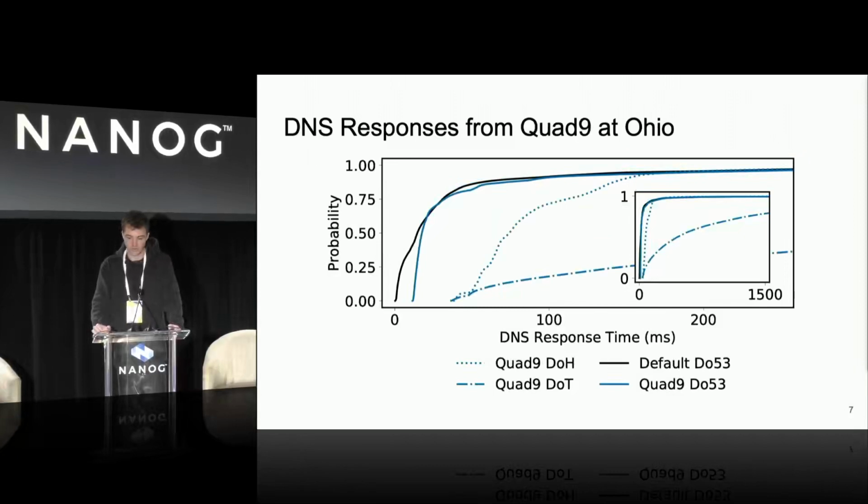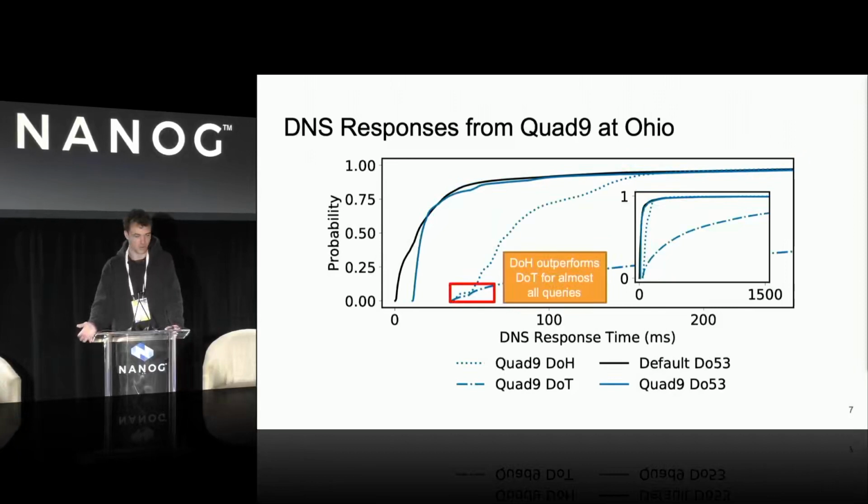And then lastly, this is from Quad 9. So interestingly, we found that DoH is actually outperforming DoT for almost all the queries.